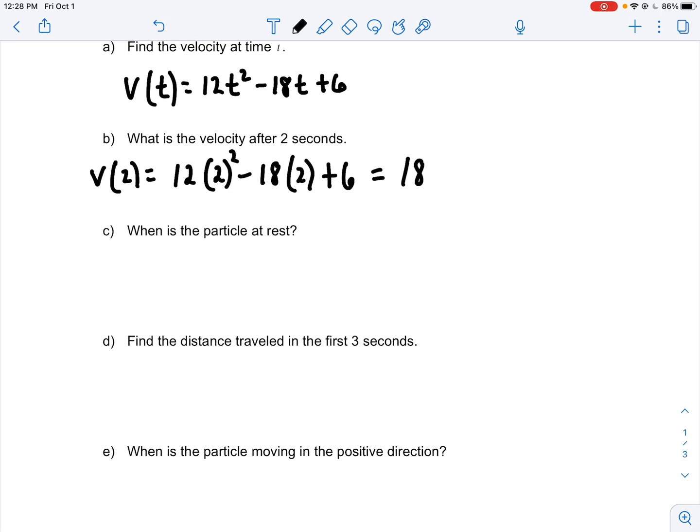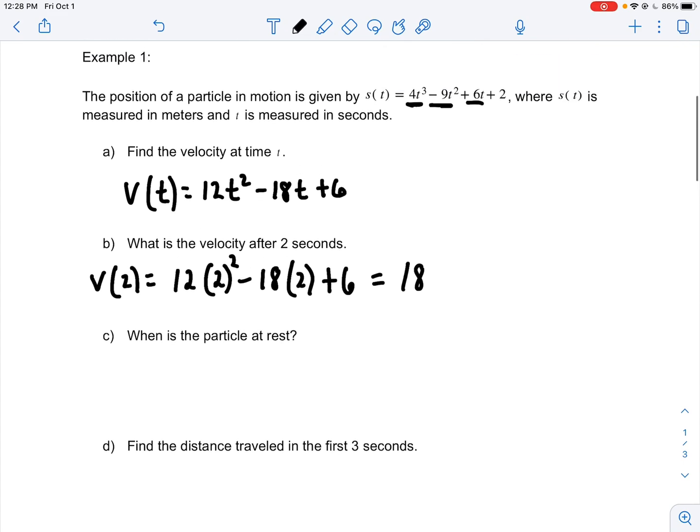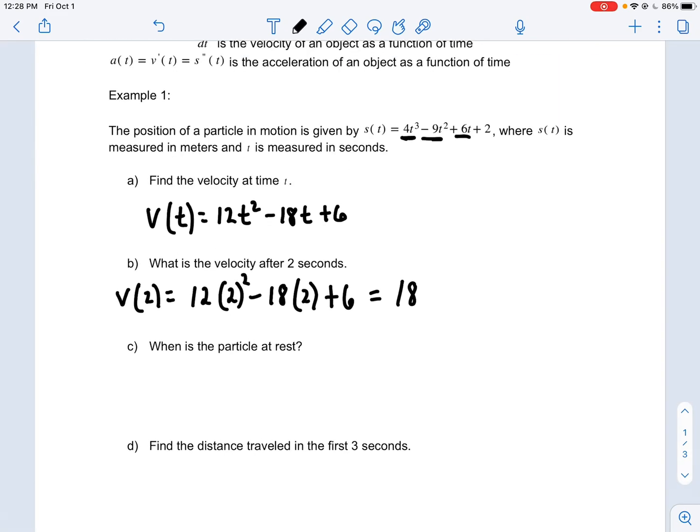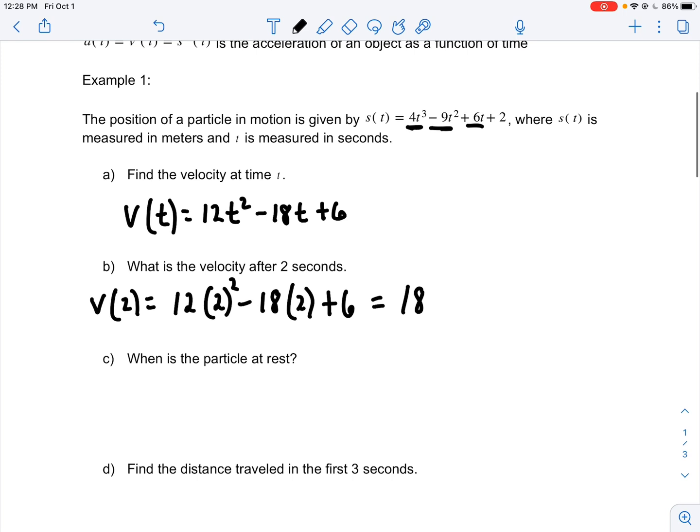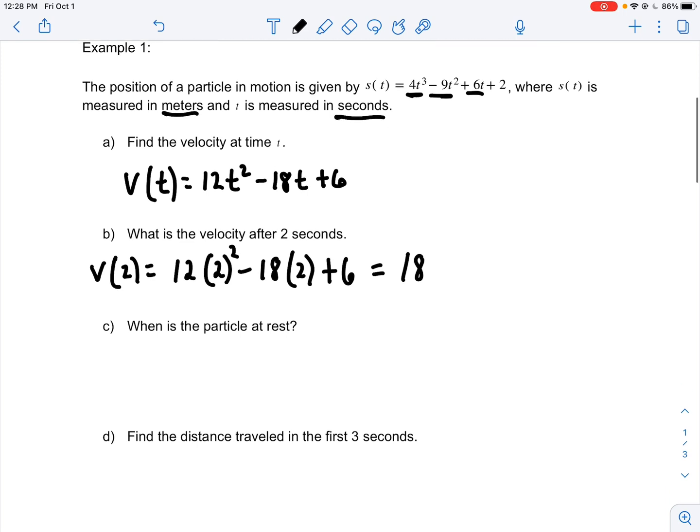Now listen, folks, always remember your units. Up here at the top, s of t is in meters, t is in seconds. So with velocity, it's distance over time, so that's going to be meters per second. All right.